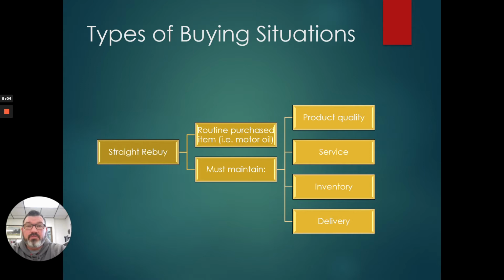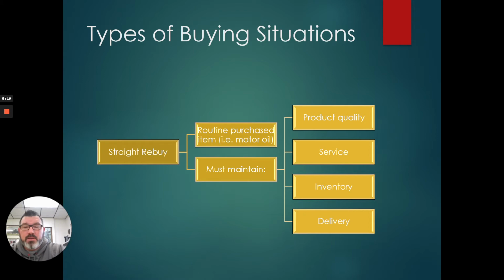Make sure that you have that product in inventory at the right time and it's delivered at the appropriate time and place. So there's a lot of different things that you have to plan for in a straight rebuy situation. Feed is another example.